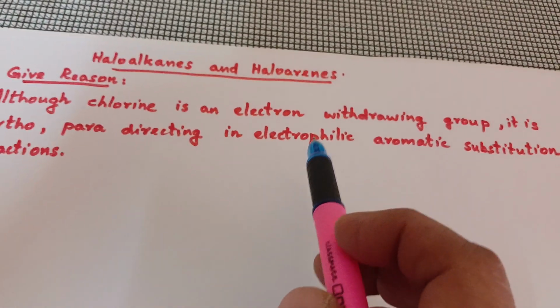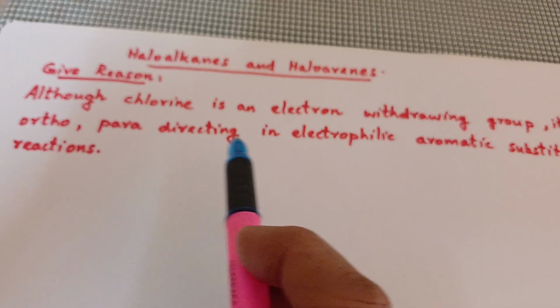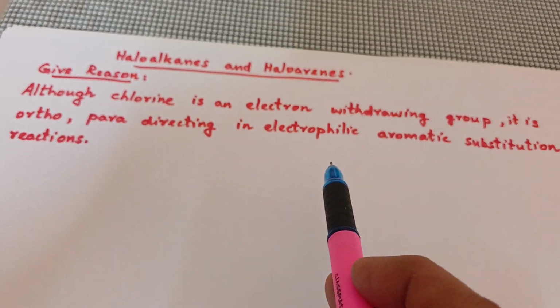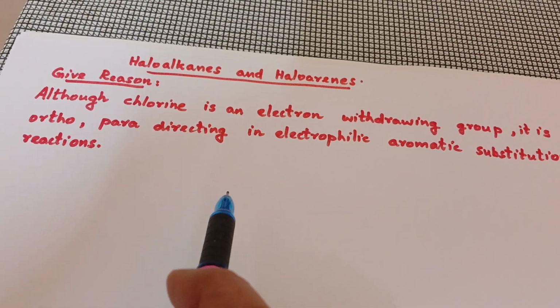Question from haloalkanes and haloarenes. Give reason. Although chlorine is an electron withdrawing group, it is ortho-para directing in electrophilic aromatic substitution reactions.